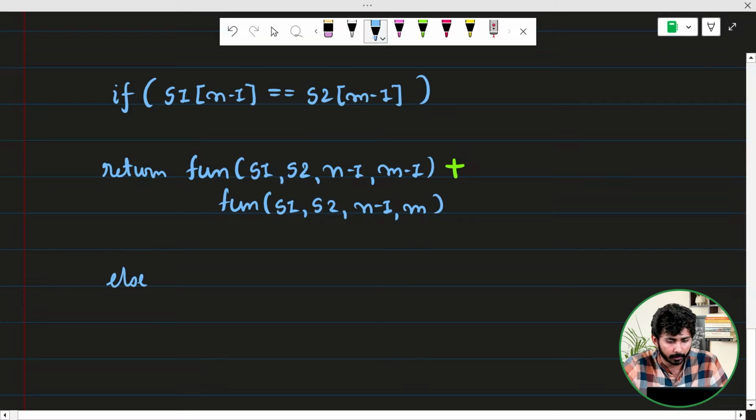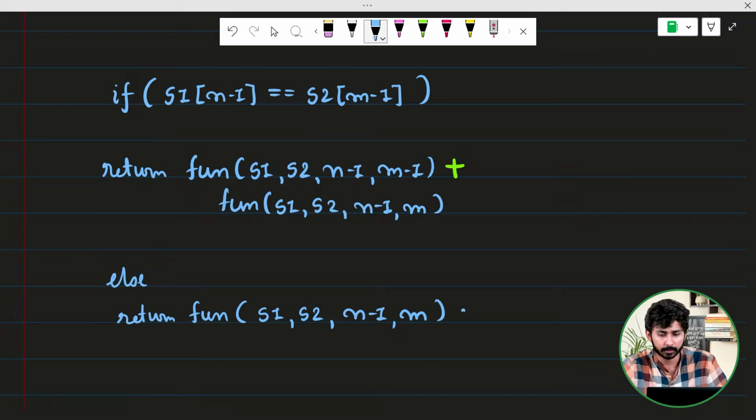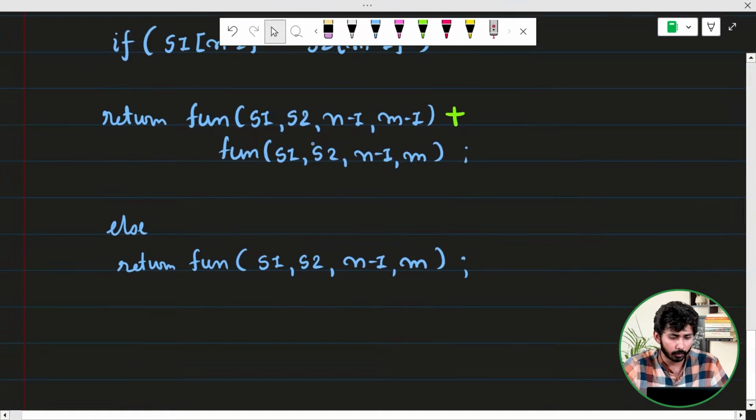So what I will do, I'll make a recursive call fun of S1, S2. I will discard the last character of S1 because it is not matching, and I will keep the string S2 as it is. Okay, fine. And I will add a return statement. So that's it. This is our logic of recursion.